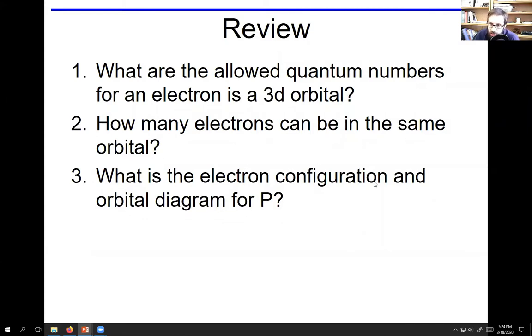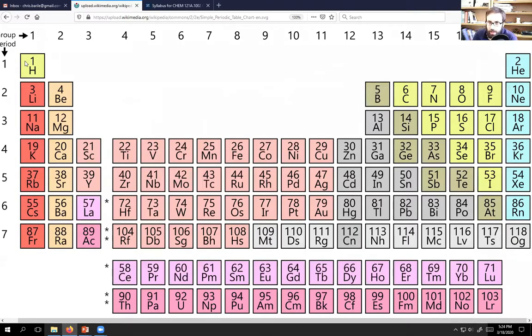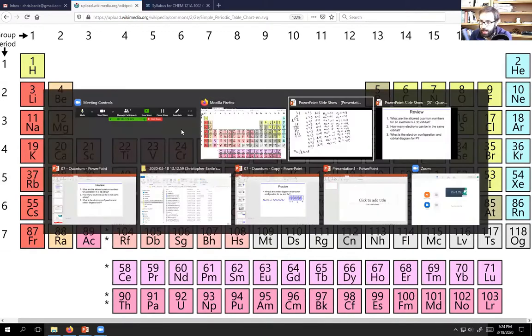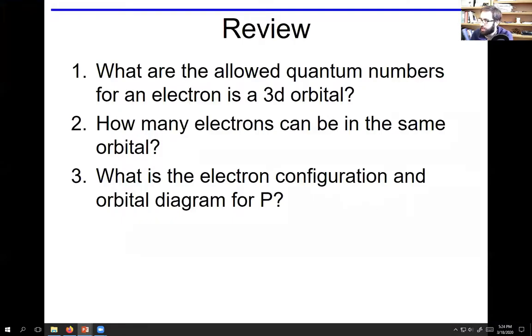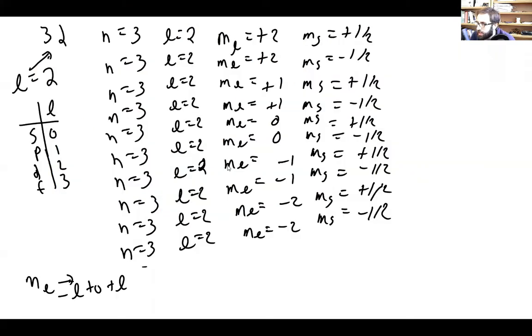What is the electron configuration and orbital diagram for phosphorus? Let's look at phosphorus on the periodic table. It's going to be 1s2, 2s2, 2p6, 3s2, and then 3p3. We could write that as bracket neon, 3s2, 3p3. That would be a shorthand way. So I'll do it both ways, and we still have to write the orbital diagram. That was part of the question, right? Let's go back to the whiteboard.